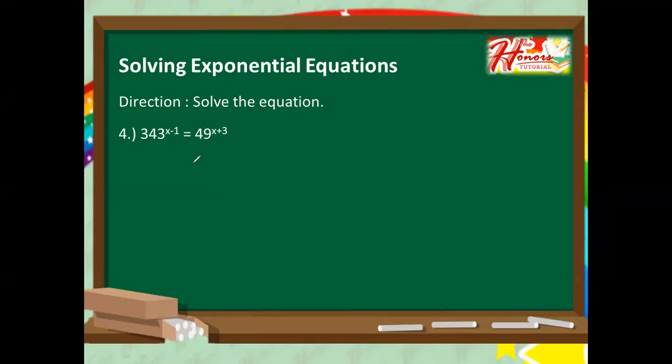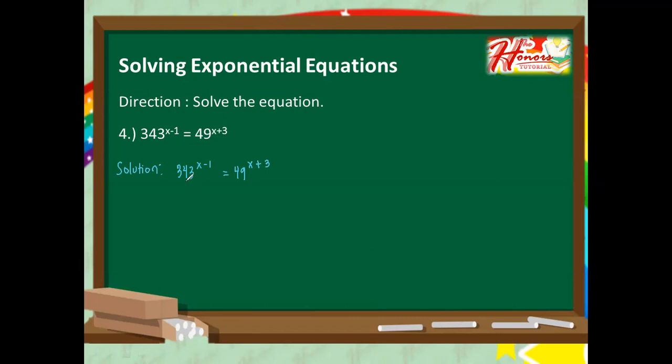343 raised to x minus 1 equals 49 raised to x plus 3. So this is what we are going to do. Same process. What I want you to do is to write solution first and then copy the given. So we have here 343 raised to x minus 1 equals 49 raised to x plus 3. And then we have to change that into exponential notation with same base.